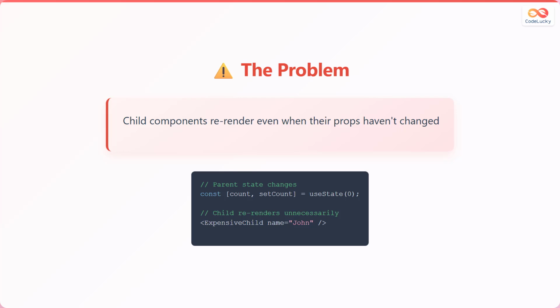One common issue in React applications is that child components often re-render, even when their props have not changed. As an example, consider a parent component where the state changes, and an expensive child component with a name prop. Even if the name prop remains the same, the expensive child component will still re-render unnecessarily, potentially impacting performance.